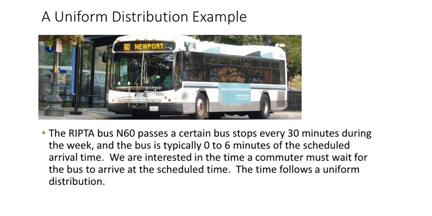So in this example, the bus N60 passes a certain bus stop every 30 minutes during the week and is typically 0 to 6 minutes off the scheduled arrival time. We are interested in the time a commuter must wait for the bus to arrive at the scheduled time. So the time follows a uniform distribution.